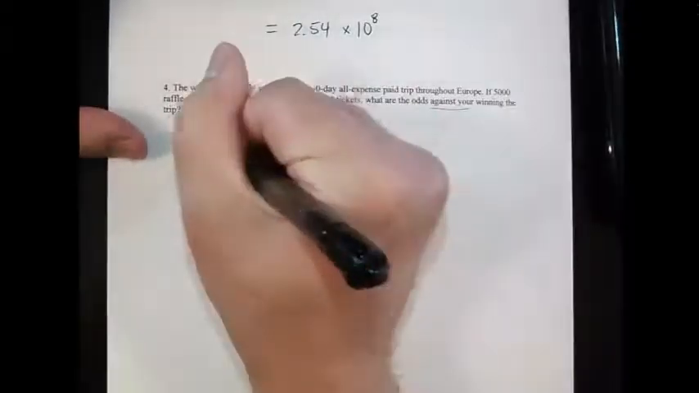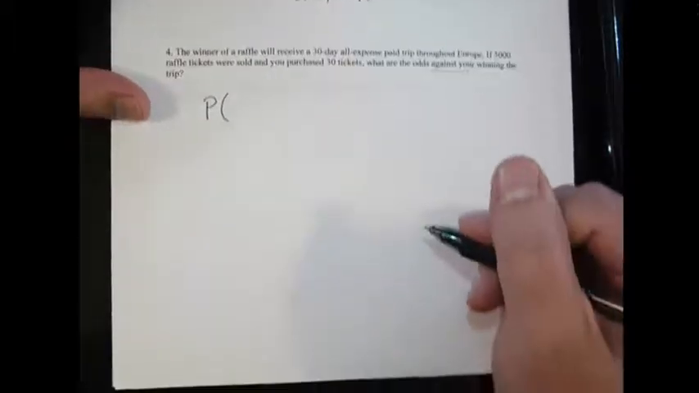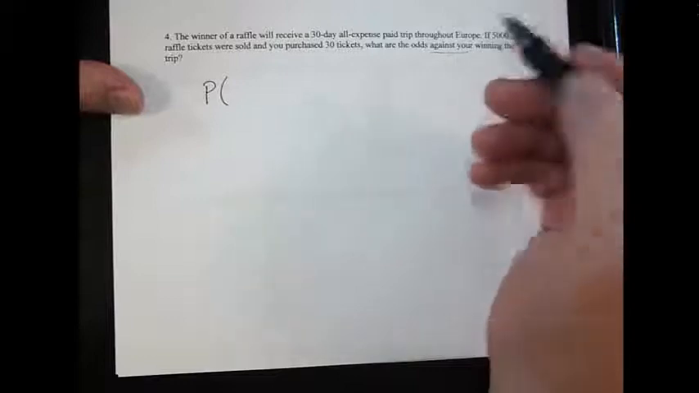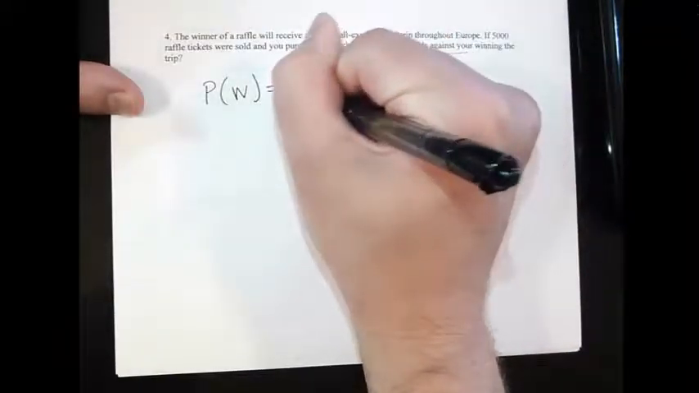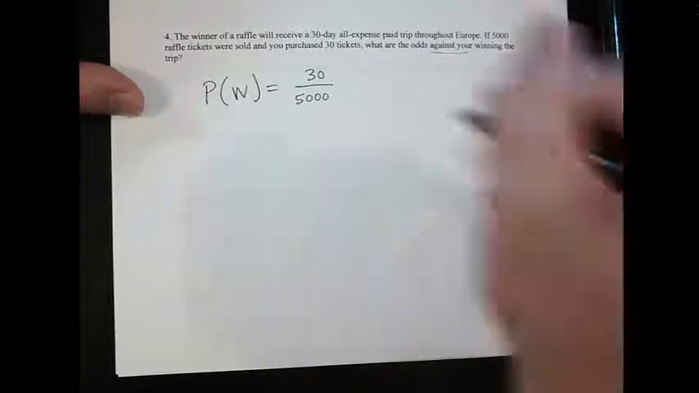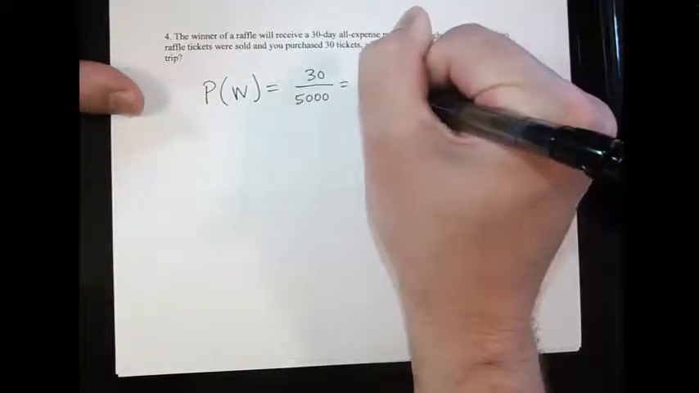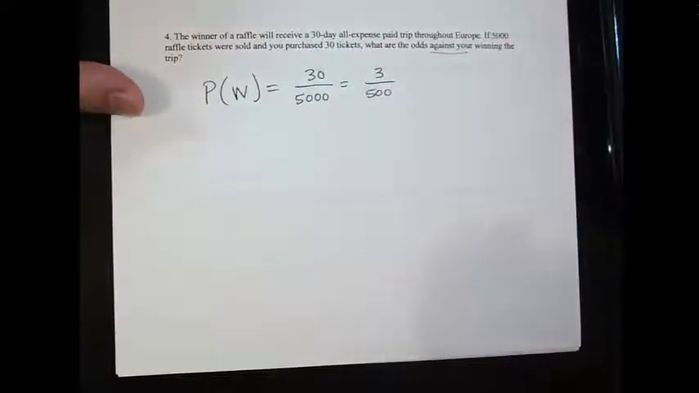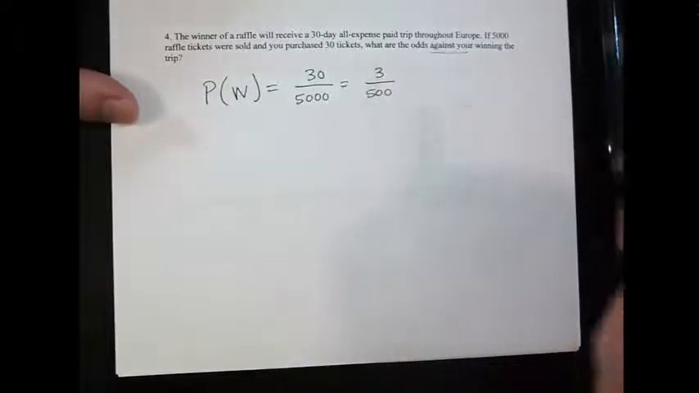So I prefer to always identify the probability of something happening and then identifying the odds. Specifically, let's identify the odds of winning the trip. So probability of W, winning. Well, if we bought 30 tickets and there are 5,000 tickets possible, your odds of winning are clearly just 30 out of 5,000. Since we're doing odds, we need to reduce this. So I'm going to divide both sides by 10. This becomes 3 out of 500. It's actually pretty good odds, right?